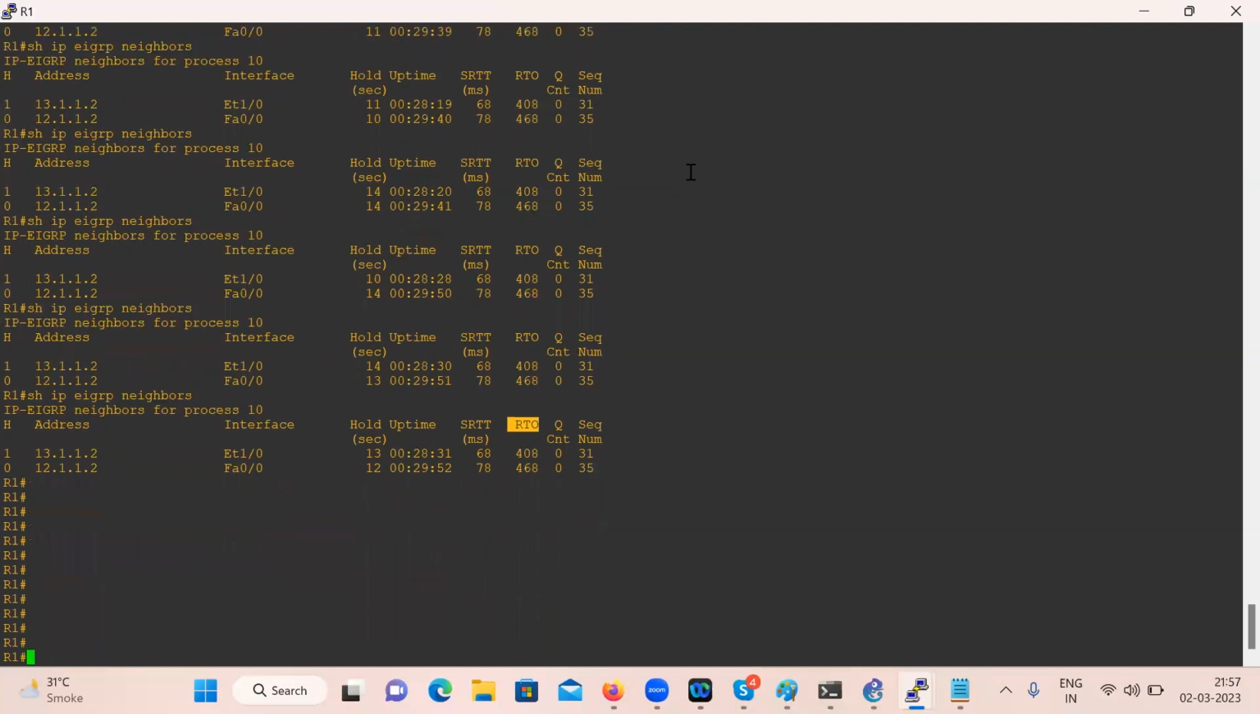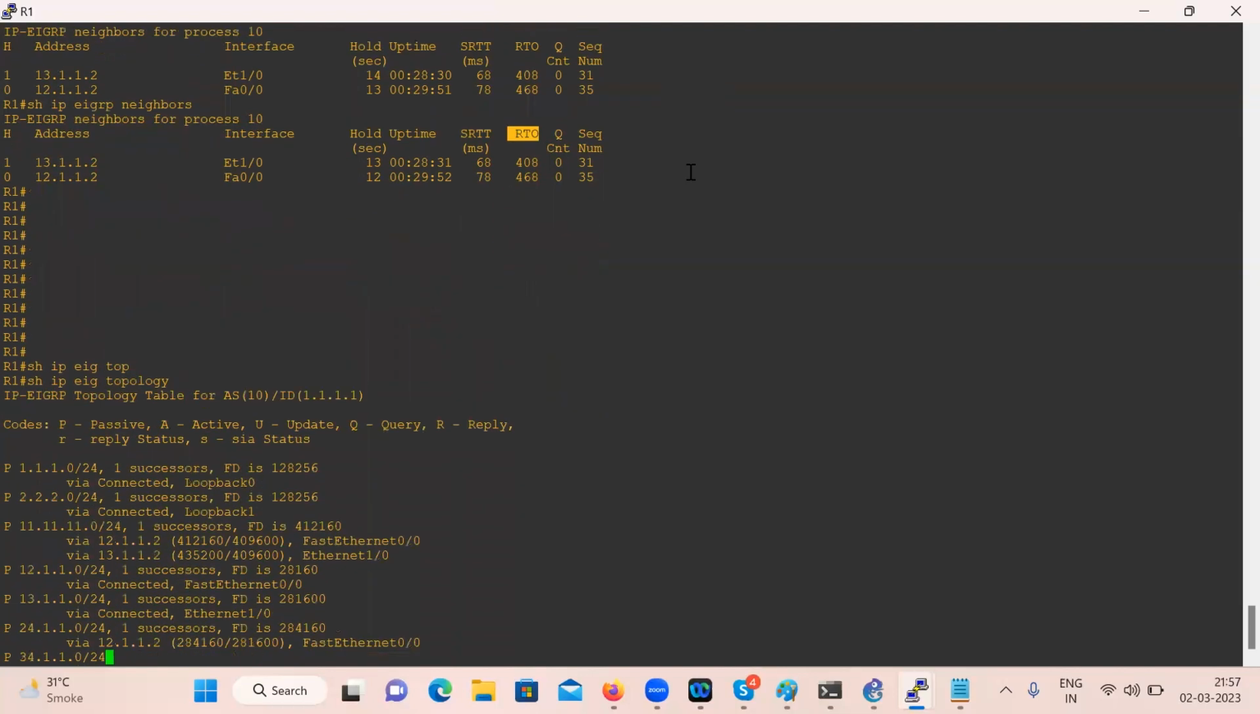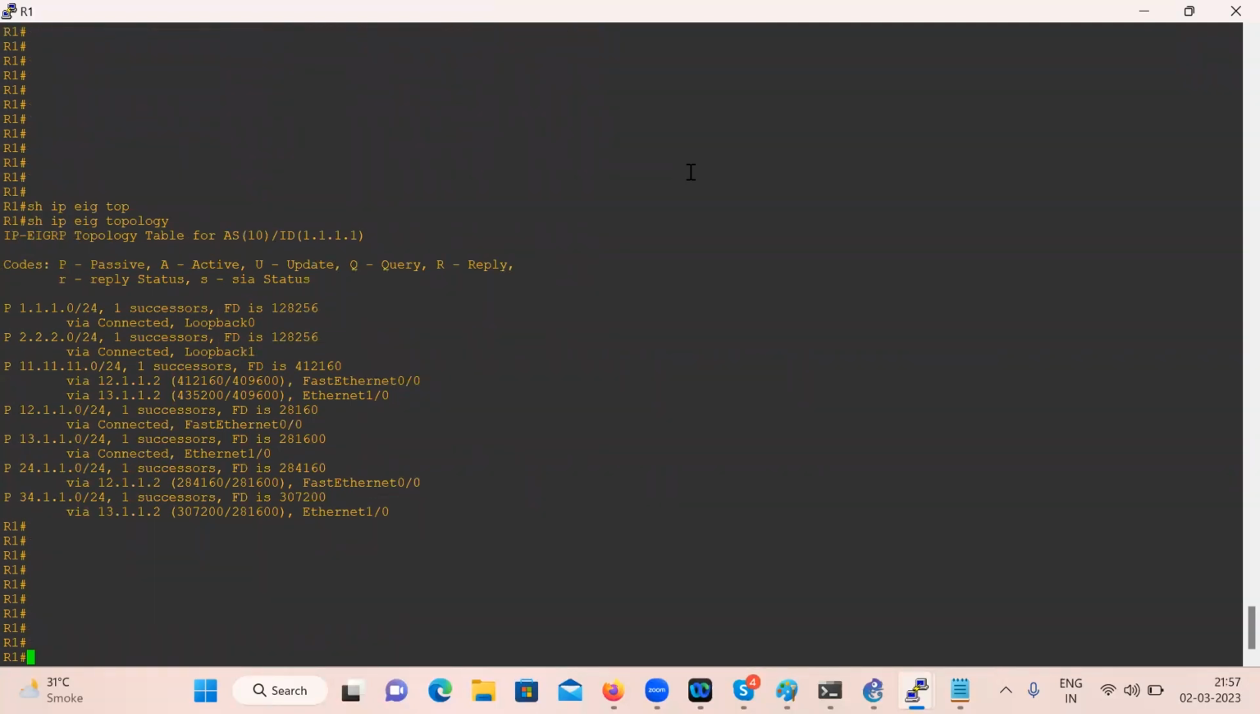The third table in EIGRP is show IP EIGRP topology. This is the complete table of your EIGRP. Here also you can see two different values. The first value is known as the feasible distance value, and the second value is known as what? Anyone? Advertised distance, okay, very good. The first value is the feasible distance and the second value is the advertised distance.